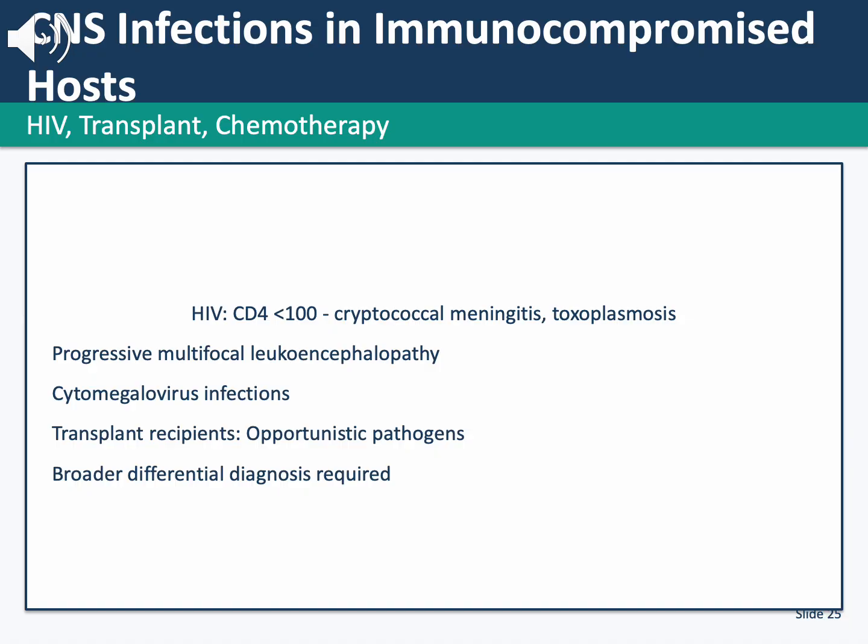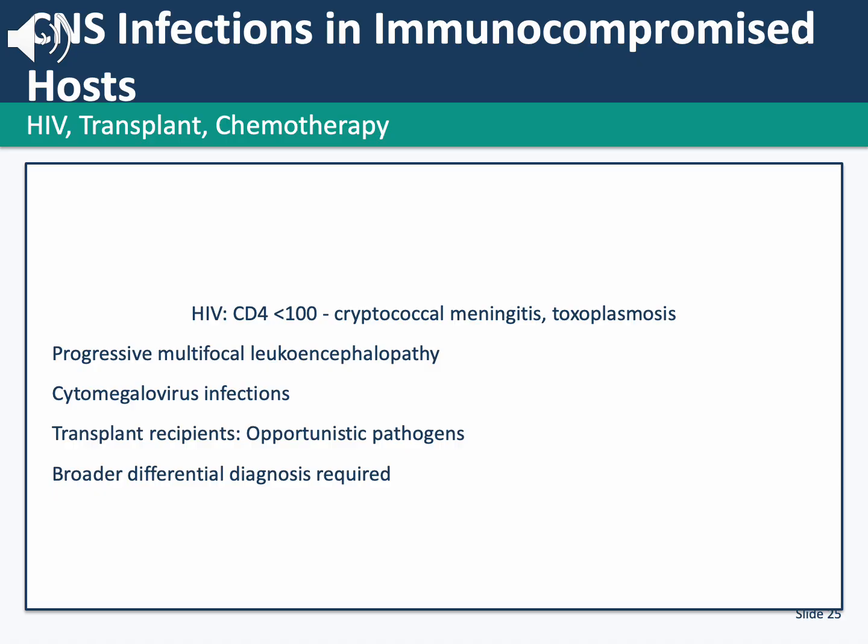Immunocompromised patients are at increased risk for CNS infections, including opportunistic infections that would be rare in immunocompetent individuals. Patients with HIV and low CD4 count are at risk for cryptococcal meningitis, toxoplasmosis, progressive multifocal leukoencephalopathy, and cytomegalovirus infections. Transplant recipients are at risk for infections with opportunistic pathogens. Patients receiving chemotherapy or immunosuppressive therapy are at risk for fungal and other opportunistic infections.